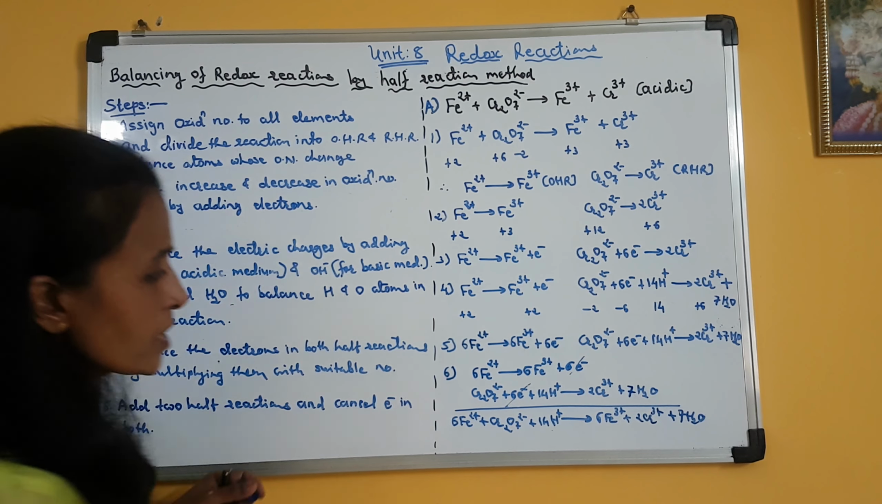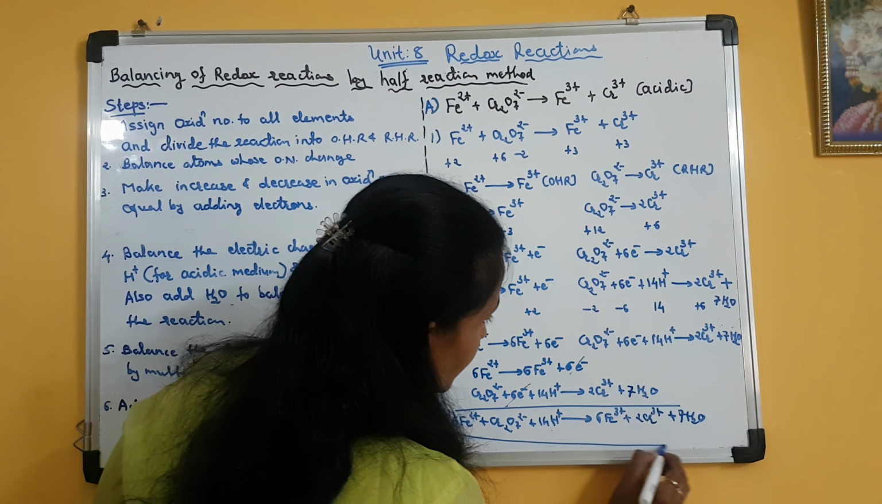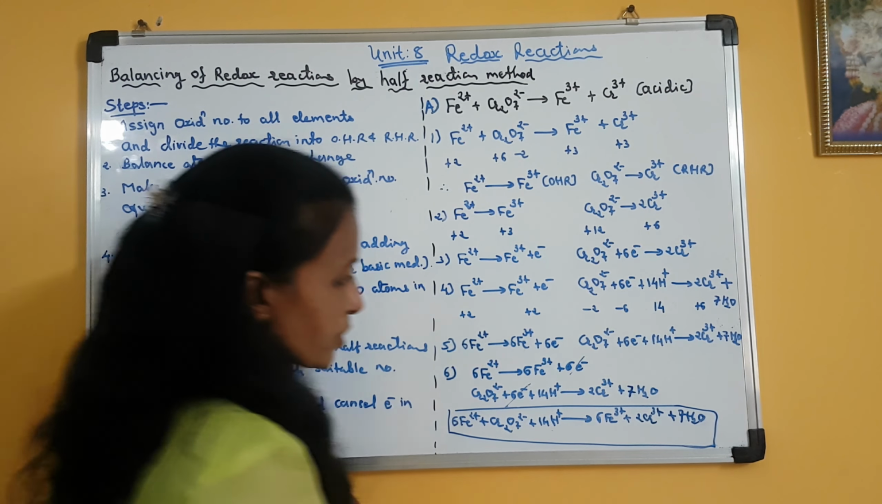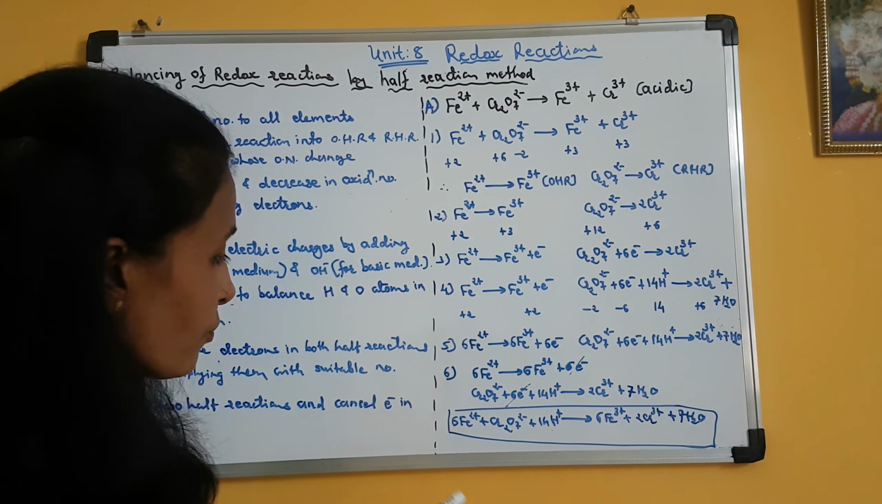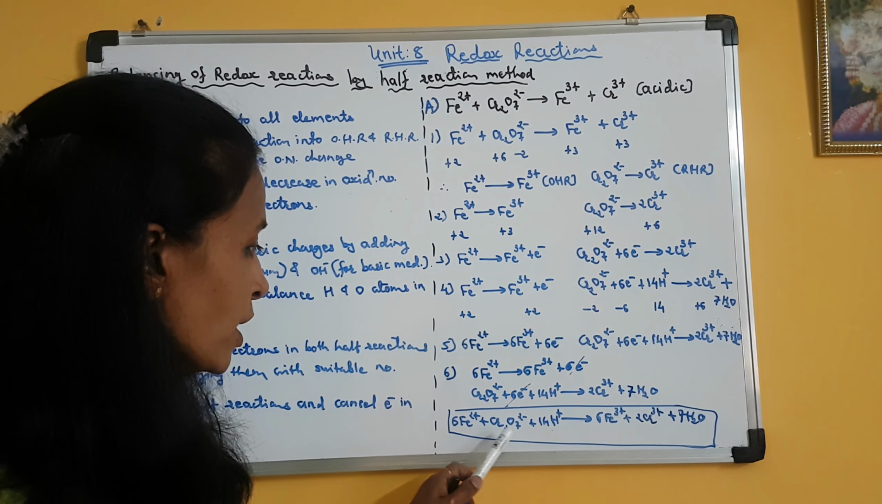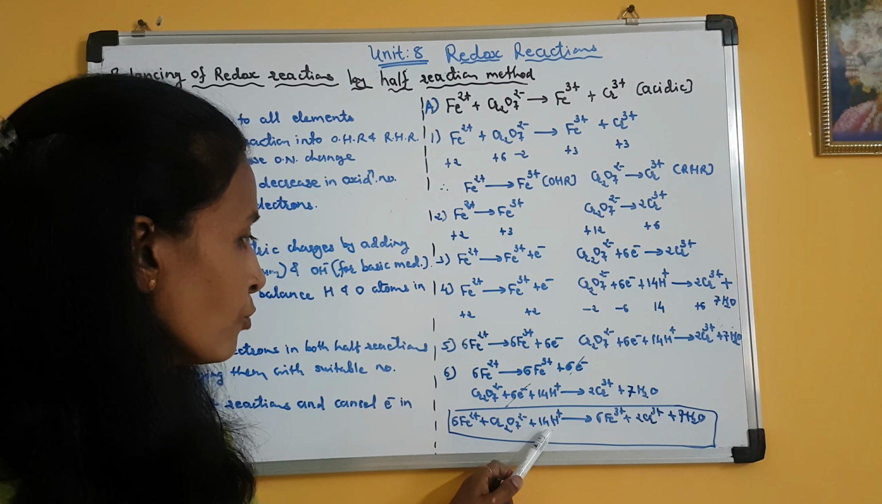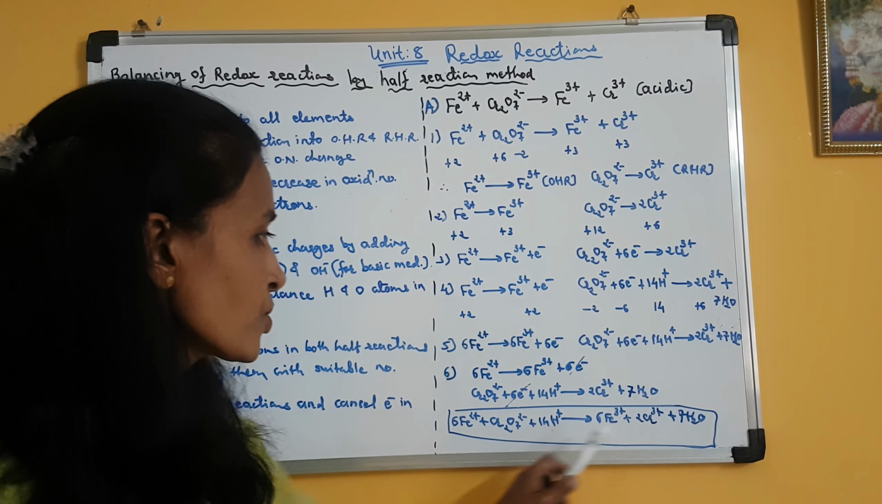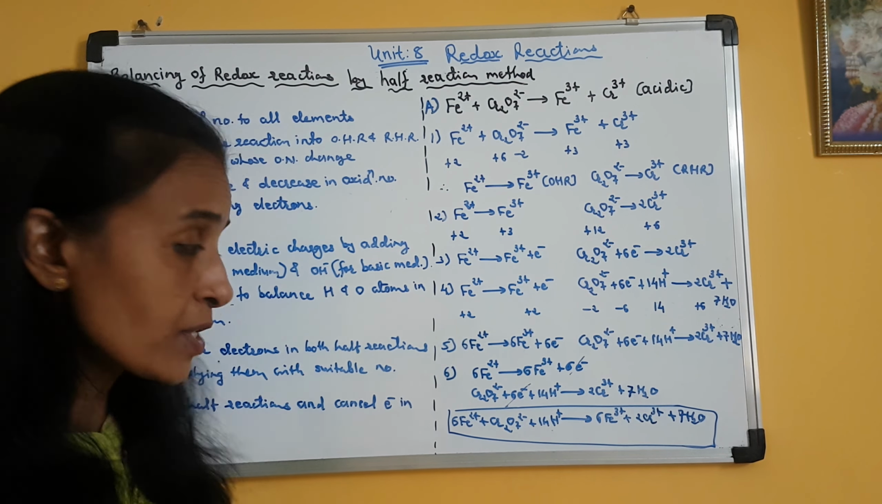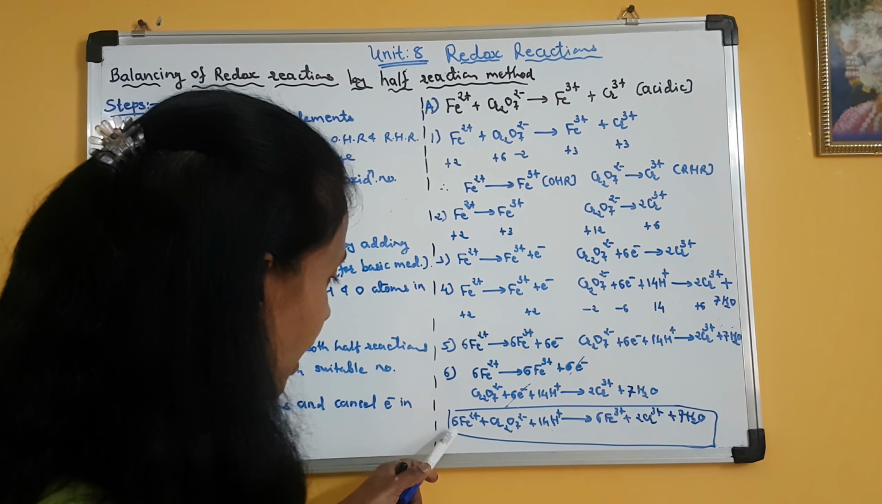Clear? So this equation is a balanced redox reaction. We can verify it. Number of atoms, first of all, 6 Fe, 6 Fe, 2 Cr, 2 Cr, 14 hydrogen, 14 hydrogen. Clear? Then 7 oxygen, 7 oxygen. So atoms are balanced. Now let us see the charges.